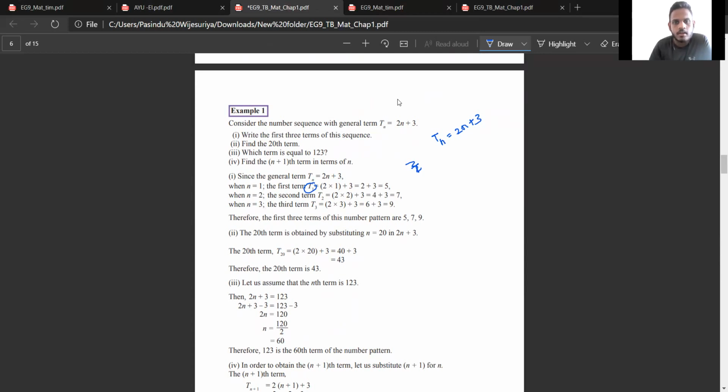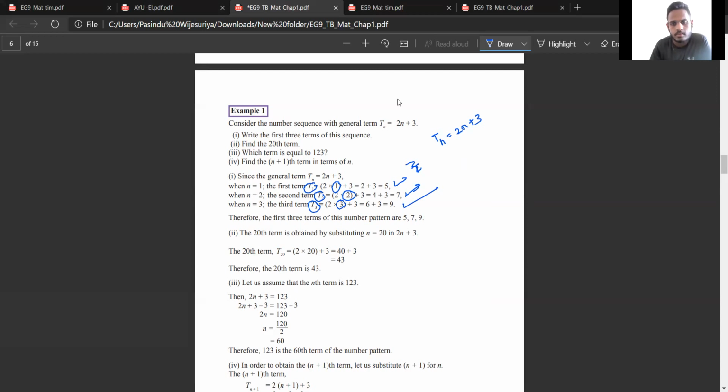If n is 1, then 2 into 1 is 2, plus 3, so it is equal to 5. For the second term, n is 2, so you multiply it by 2. 2 into 2 is 4, plus 3 is 7. Then the third term, n is 3. Like that, you will have to remember how the pattern goes.